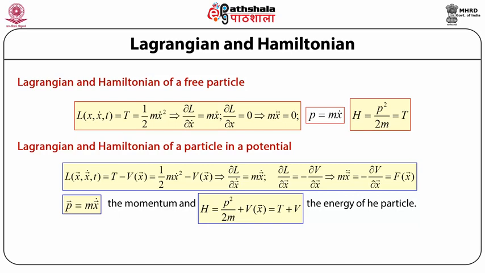This is the equation of motion of a particle moving under the action of a force F(x) represented by potential V(x). The generalized momentum is p equals m x dot, the same as ordinary momentum, and the Hamiltonian is H equals p square by 2m plus V(x), equals T plus V, the total energy.